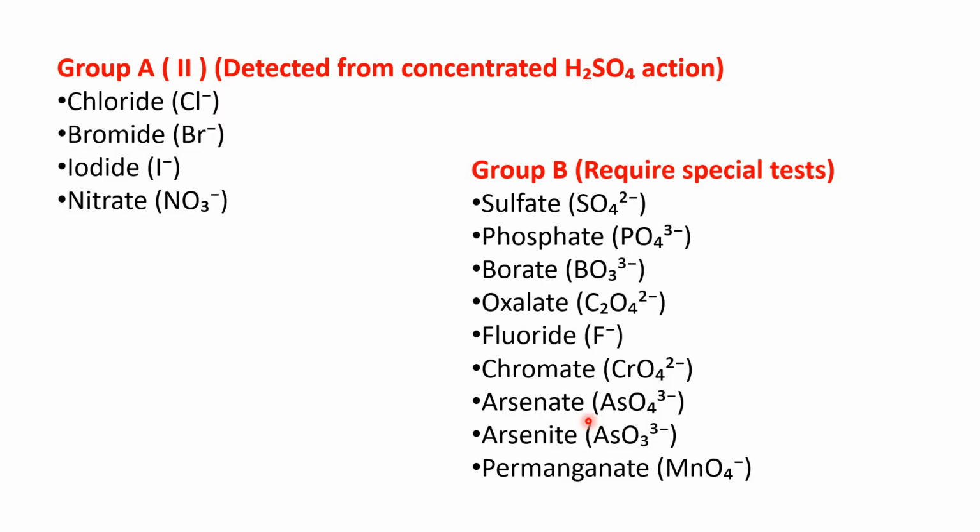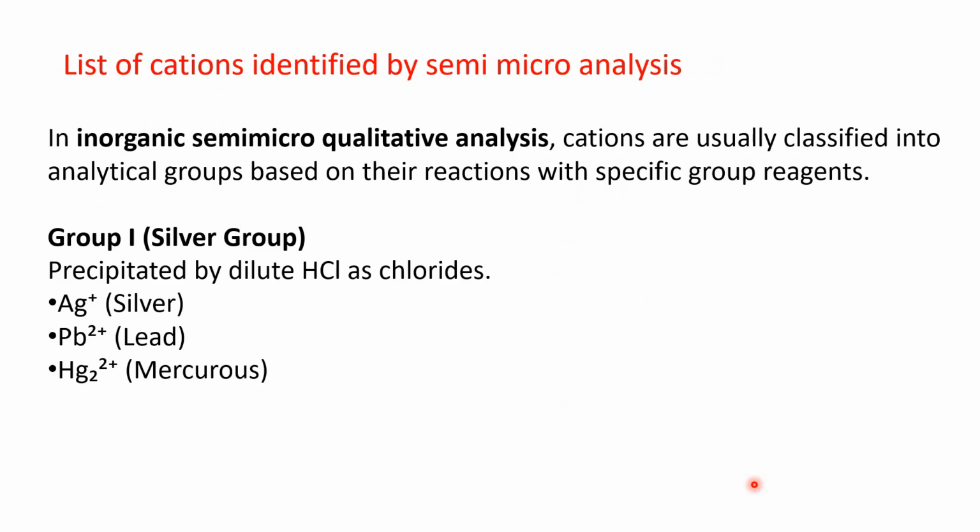Then coming to the second subgroup of group A, where anions are detected by concentrated sulfuric acid, and here the anions are chloride, bromide, iodide, nitrate. All these tests we will discuss. Then group B, where special tests are required, that is under this: sulfate, phosphate, borate, oxalate, fluoride, chromate, arsenate, arsenite and permanganate. Now coming to the list of cations identified by semi-micro analysis.